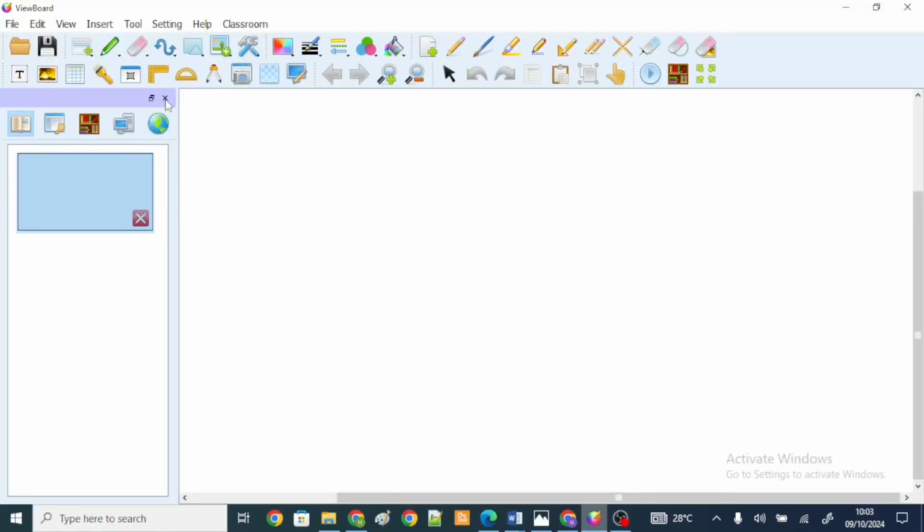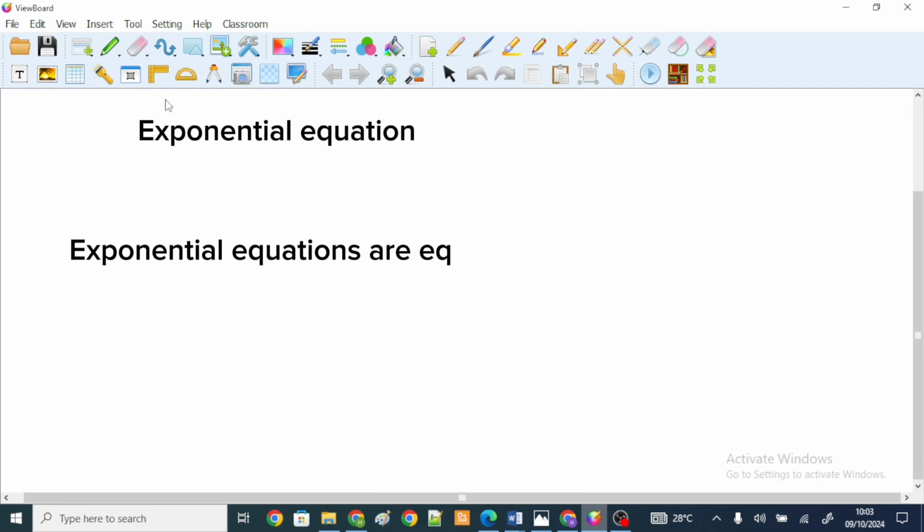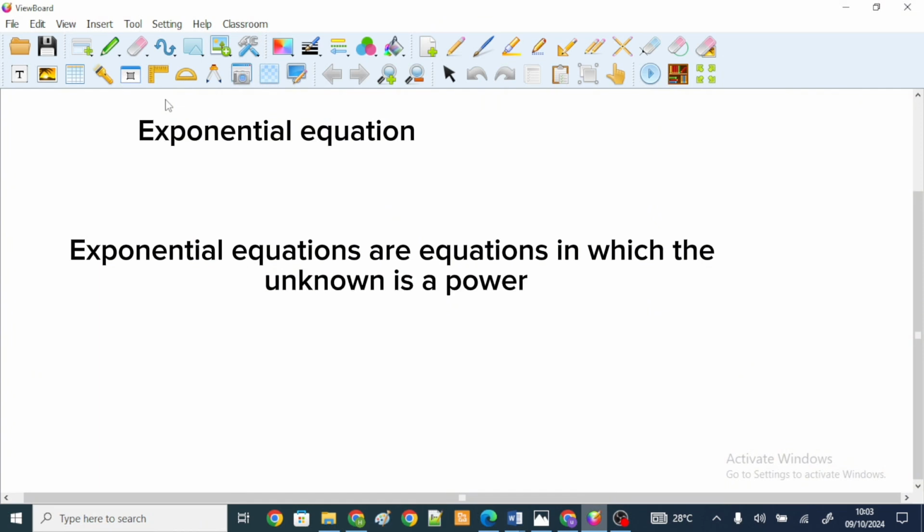In this class, we're going to be looking at exponential equations. Exponential equations are also called index equations. An index equation or an exponential equation is an equation where the variable is the exponent. The unknown or the variable is a power. Any equation that has the unknown as a power is called an exponential equation.